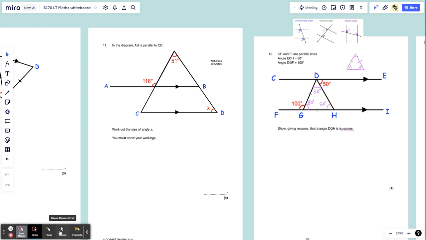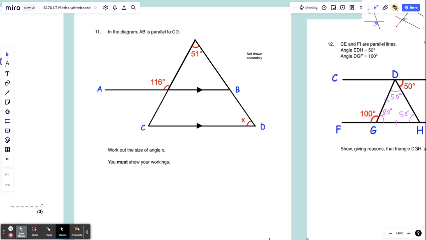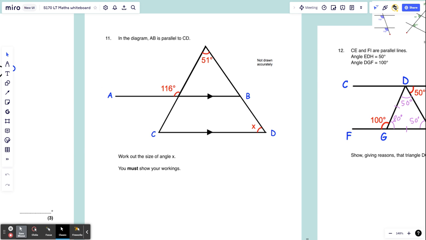Right, this is just a sample video of how the video lessons might work. They're quite a good accompaniment for just general tuition.